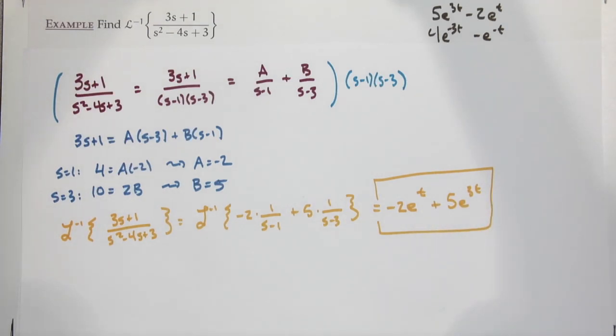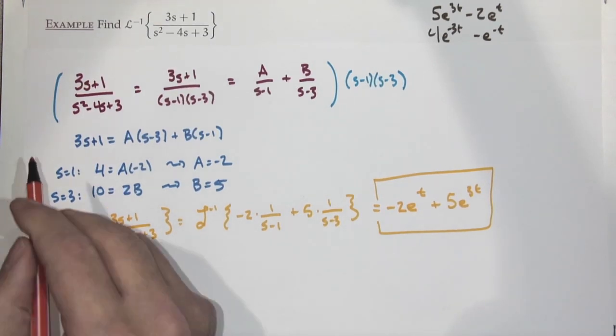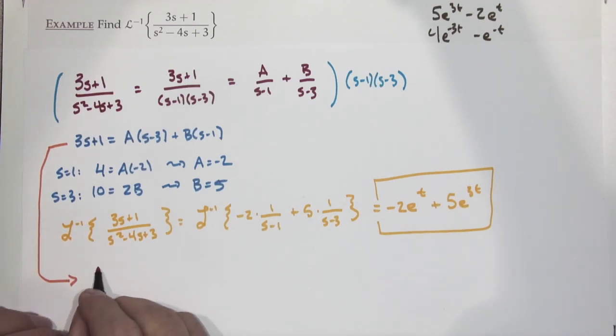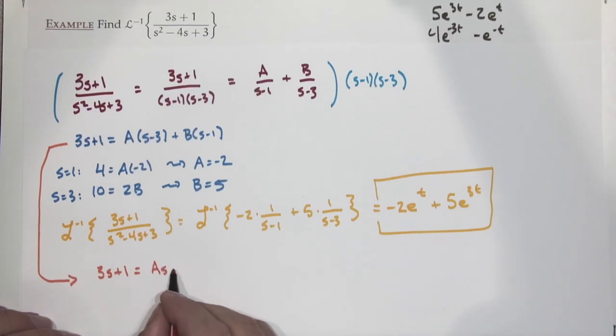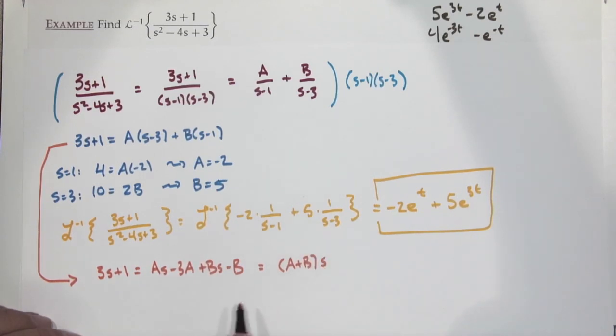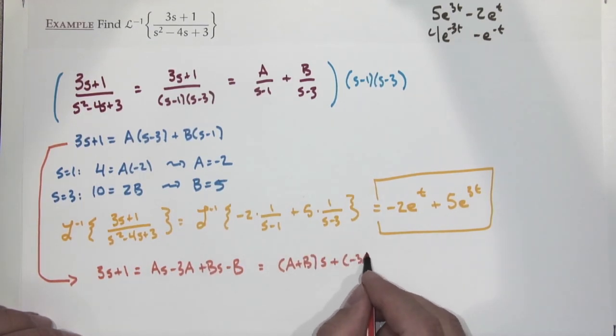By the way, we probably should mention in passing, what if you didn't like this plug in numbers thing? What if you want to do the coefficients matching thing? Because I do want you to see that technique does show up. The way it works is you group coefficients together. So you have 3s plus 1 equals as minus 3a plus bs minus b. Well, that's a plus b times s plus minus 3a minus b.